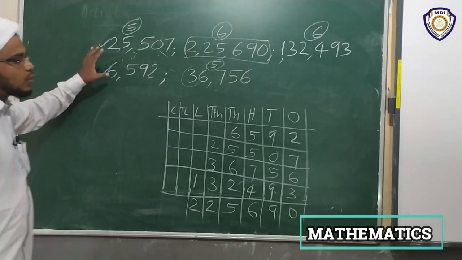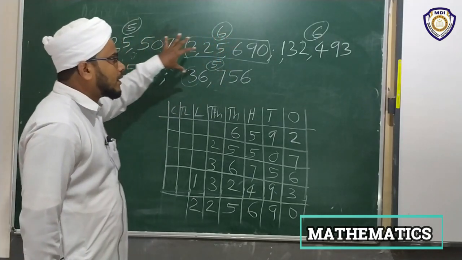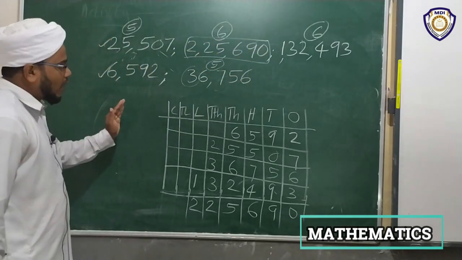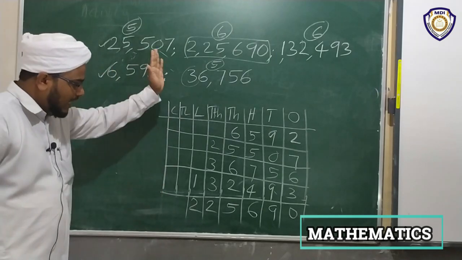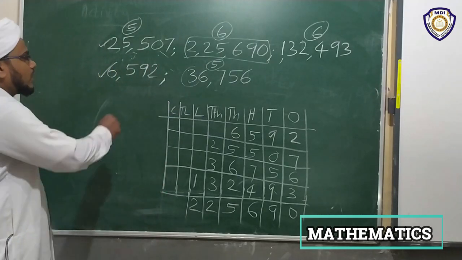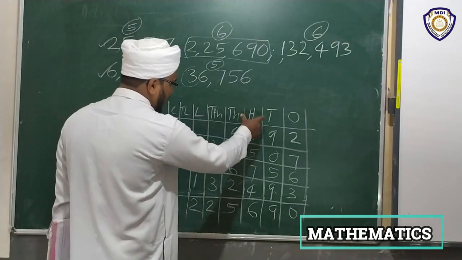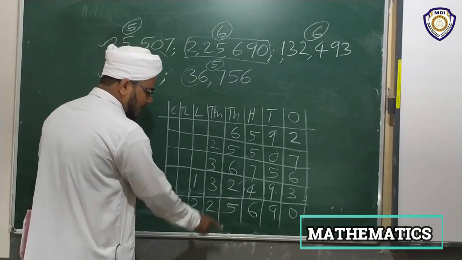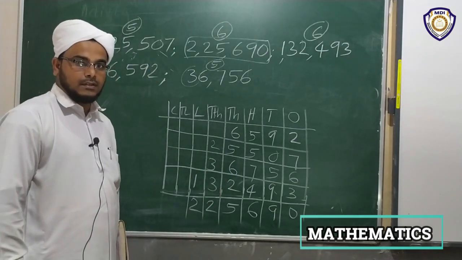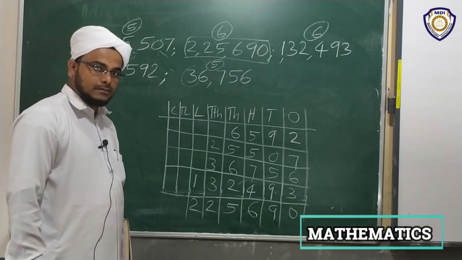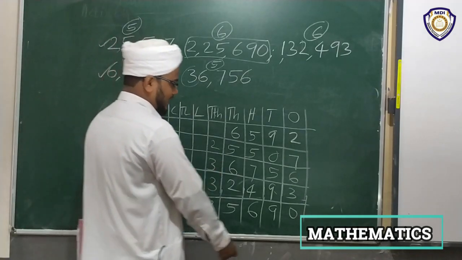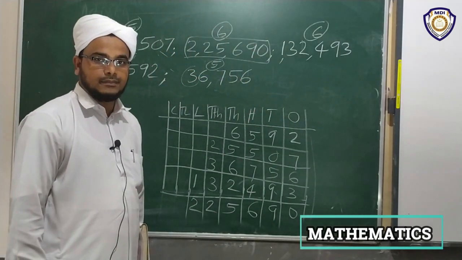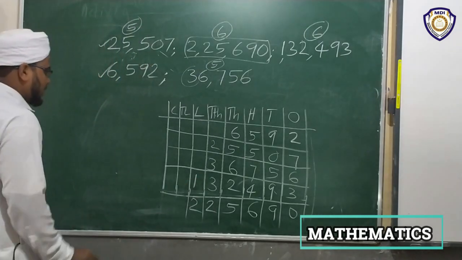If you are asked to arrange the given numbers in ascending order, you have to draw the place value table, and you have to write the smallest number at top, then next smallest, then next smallest, then the largest. Okay? Do you understand? Then this is the ascending order. Did you get it? Then let us write the ascending order here.